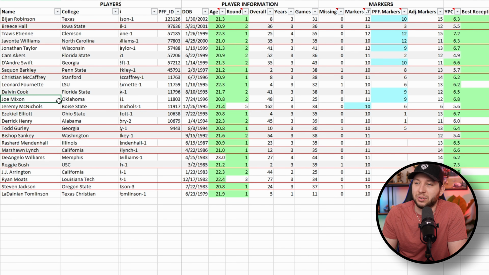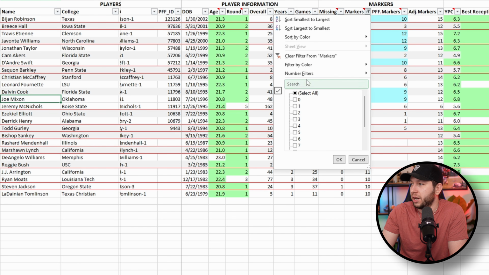The 2017 class was fantastic. Zeke, Derrick Henry, Todd Gurley, Mendenhall, Beast Mode, D'Angelo Williams, Reggie Bush, Steven Jackson, LaDainian Tomlinson. Like, you hit on double-digit markers in my system, chances are you're a pretty elite running back. So it still looks to be like a pretty good system.